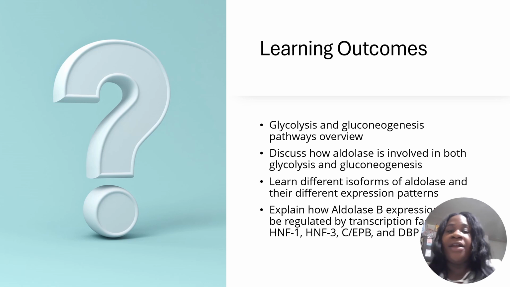Today, we will learn the glycolysis and gluconeogenesis pathway overview. We will discuss how aldolase is involved in both glycolysis and gluconeogenesis. We will learn different isoforms of aldolase and their expression patterns. And we will also explain how aldolase B expression can be regulated by transcription factors, and we will discuss three to four of them.